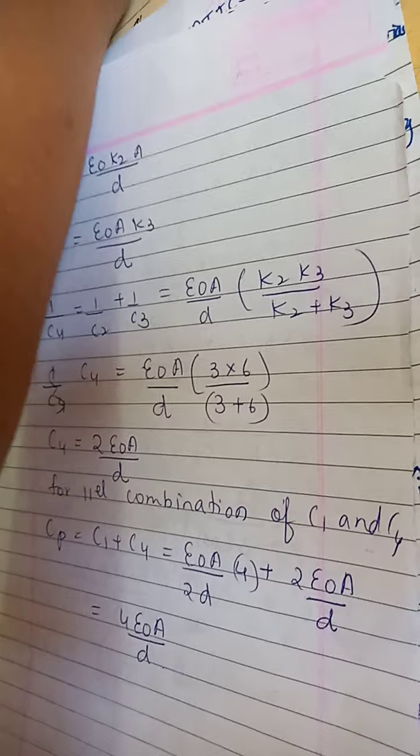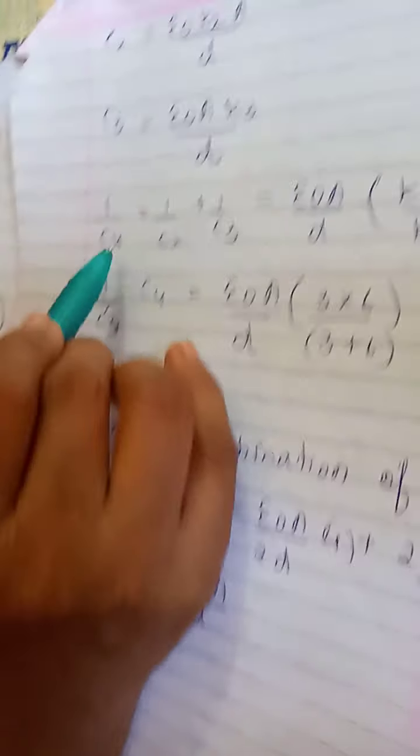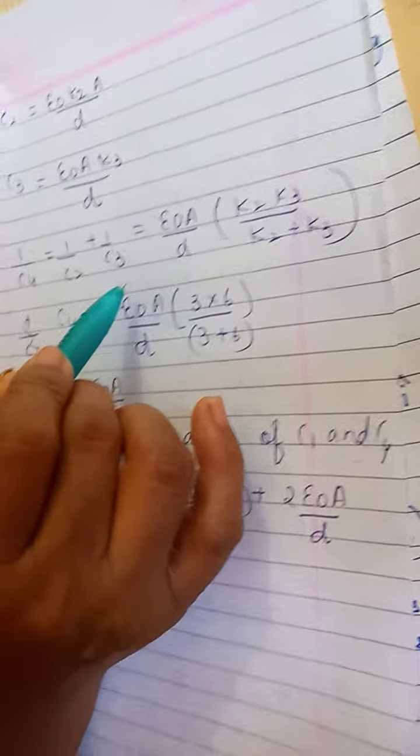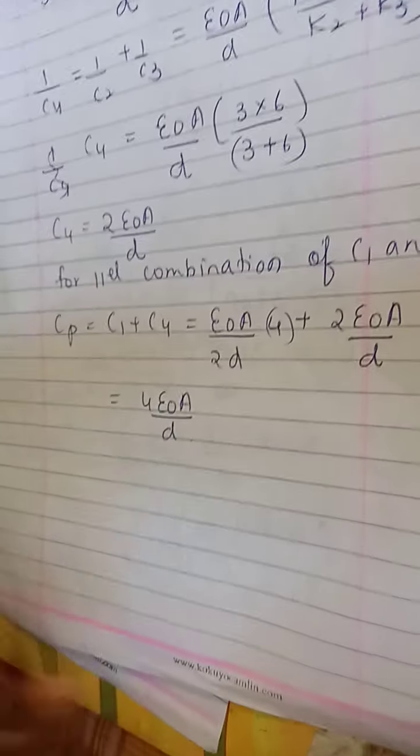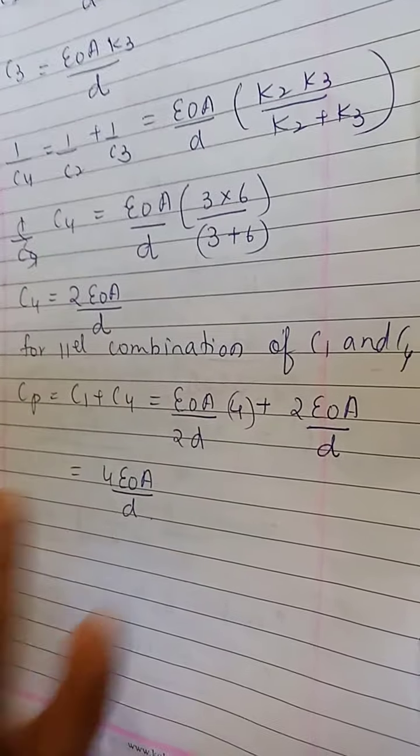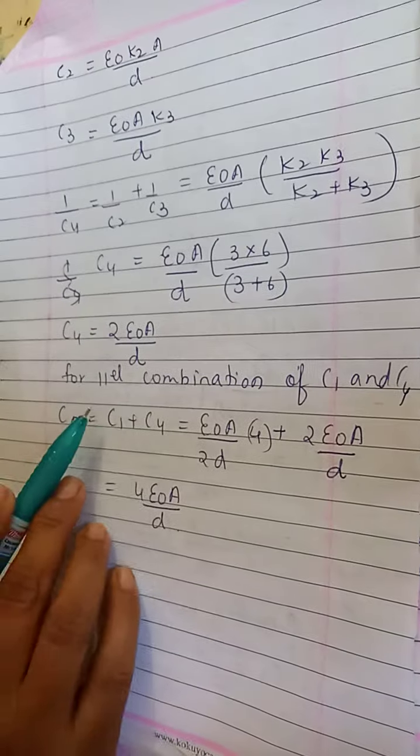So they are both in series. Therefore 1 upon C4 is equal to 1 upon C2 plus 1 upon C3. Solve it, reciprocate. C4 is this. For the parallel combination of both of them, CP is C1 plus C4.